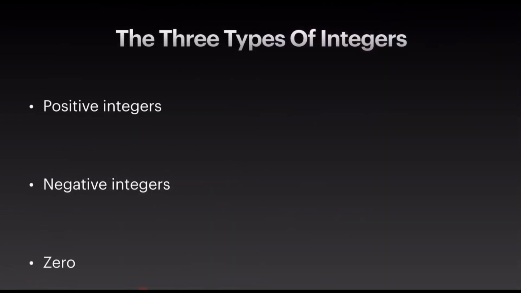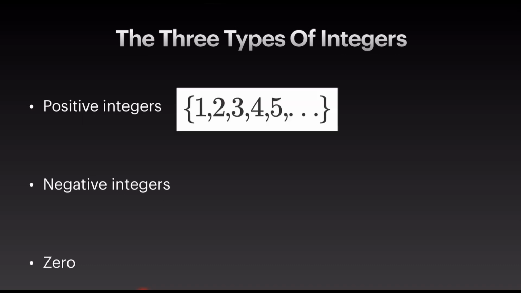Now, there are 3 types of integers. We have the positive integers. Ayan si 1, 2, 3, 4, 5. Or mas kilala nga natin yung positive integers na yan as counting numbers o kaya as natural numbers. So, pare-pareho lang yun. Positive integers, counting numbers, and natural numbers.